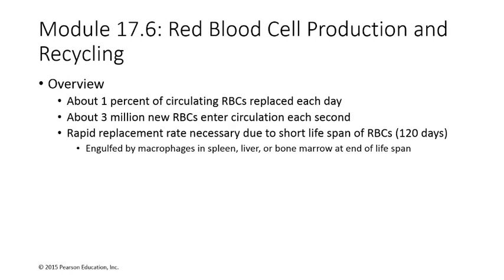About 1% of your red blood cells are being replaced every day. 3 million new red blood cells are entering your circulation every second. This is an amazing process, right? This is the most abundant cell in your body, and they're being replaced since they have a lifespan of less than 120 days. So we're talking about a very rapid replacement. The cells that are breaking down are engulfed by macrophages in the spleen and the liver, or even the bone marrow.